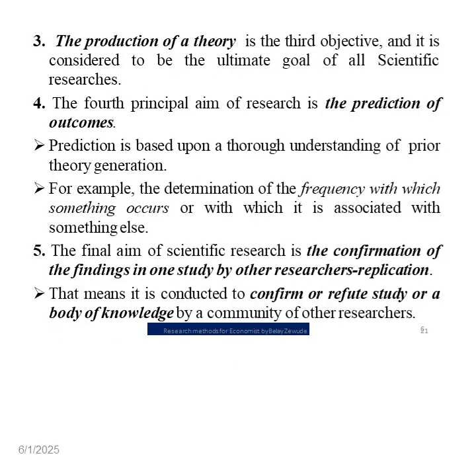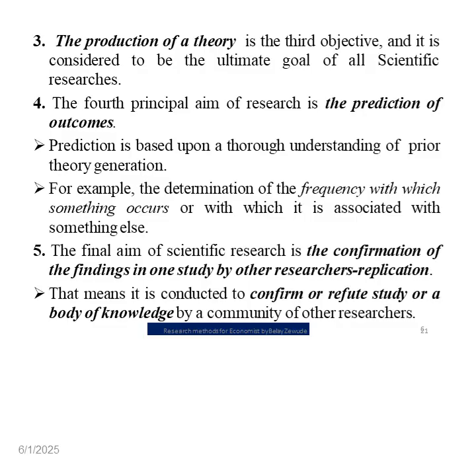The third one is production of theory. It is the third objective, and it is considered to be the ultimate goal of all scientific research. The other objective is the production or establishing of theory. We know different scientific theories. In economics, there are the demand and supply theories, the law of demand and the law of supply. This is an objective of research.